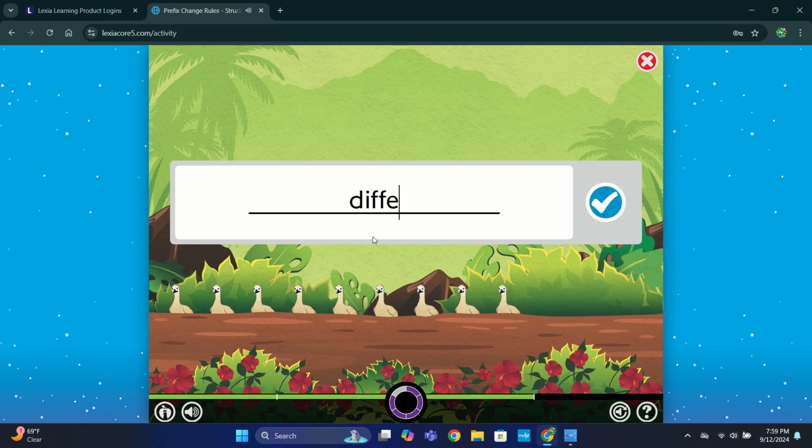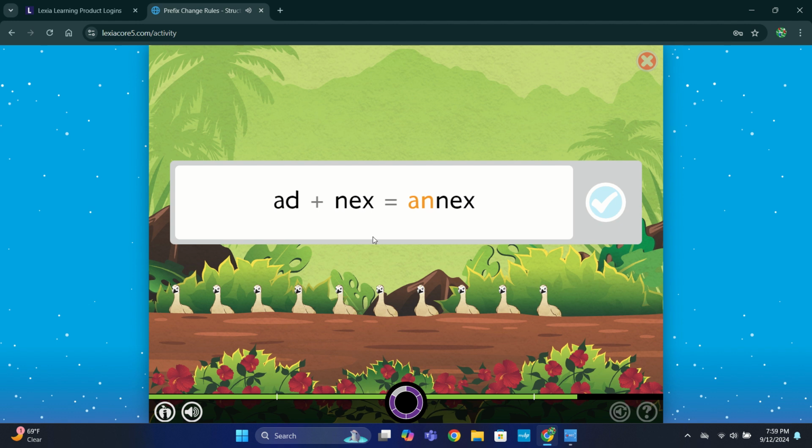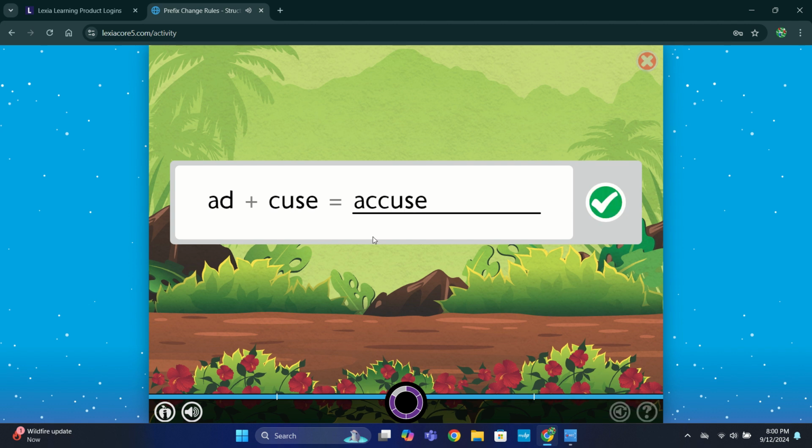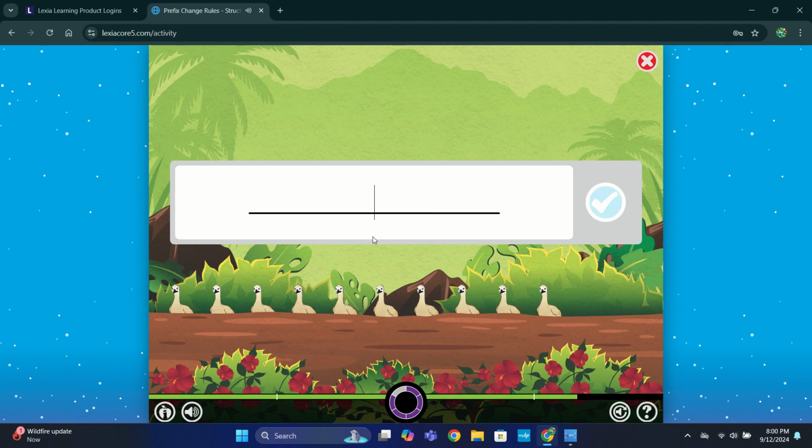Differing. Annex. The last letter of the prefix changes to the first letter of the root to make it easier to say. Annex. Account. Annex. Accuse. Annex. Occur. Thank you.